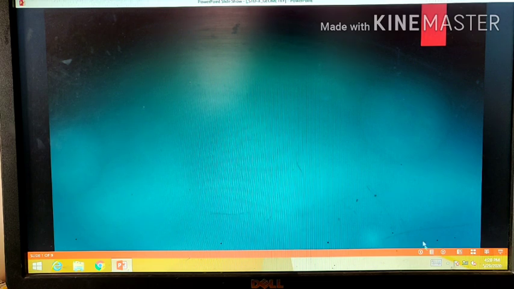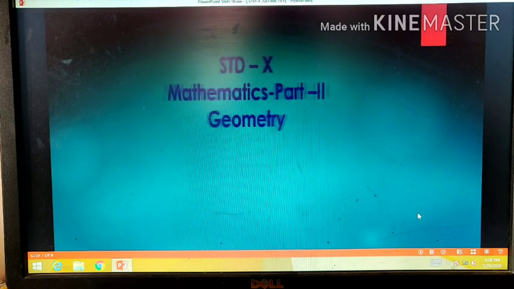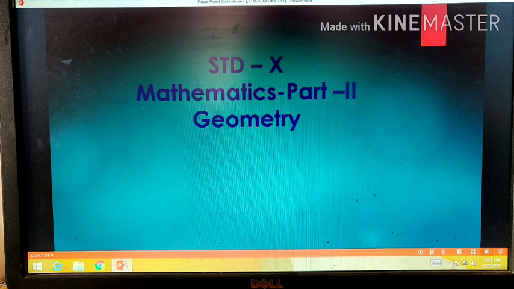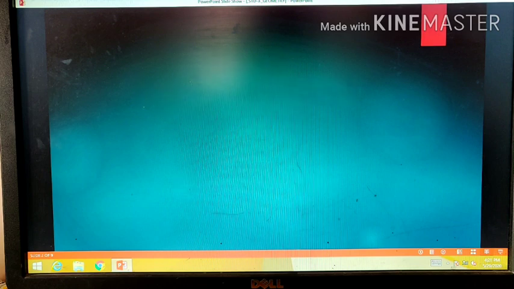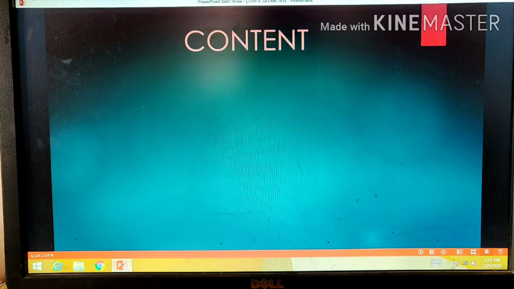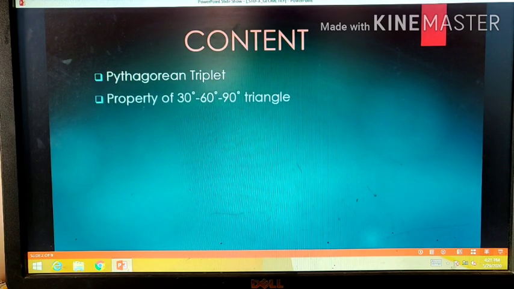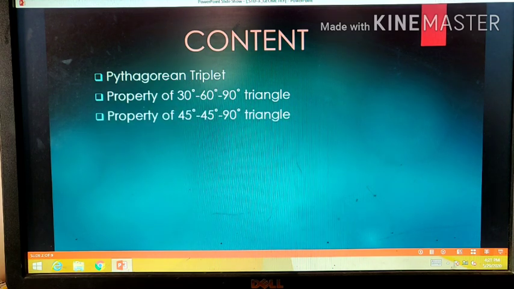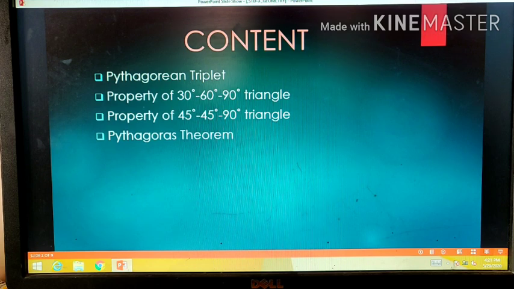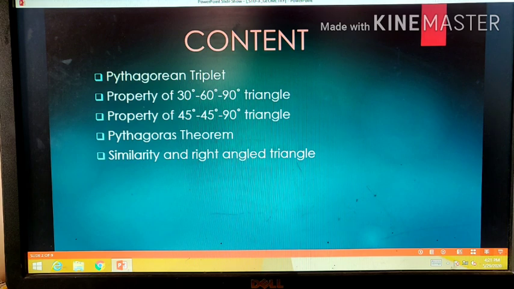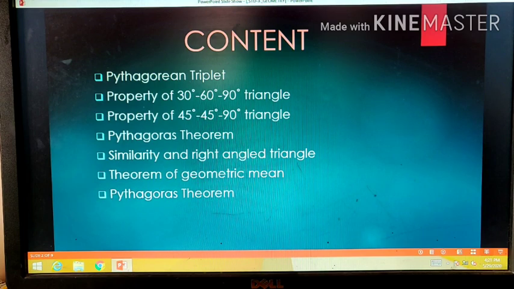Good morning. Today we are going to learn Standard 10 Mathematics Part 2 Geometry, Chapter Pythagoras Theorem. In this chapter we are going to cover the following topics: what is meant by Pythagorean triplet, then the property of 30 degree, 60 degree, 90 degree triangle, the property of 45 degree, 45 degree, 90 degree triangle, similarity and right angle triangle, the theorem of geometric mean, and the proof of Pythagoras theorem.